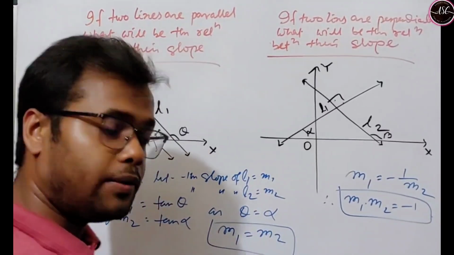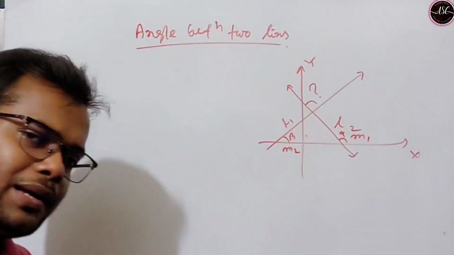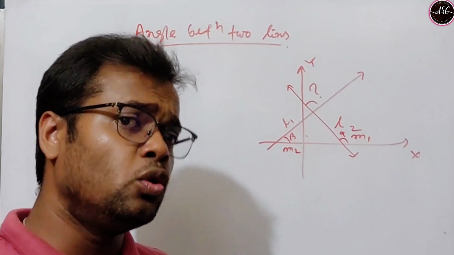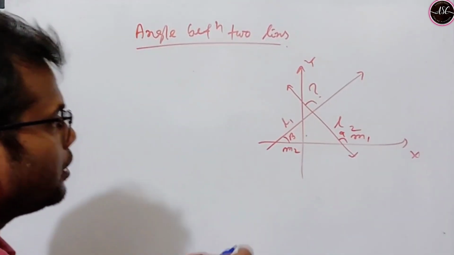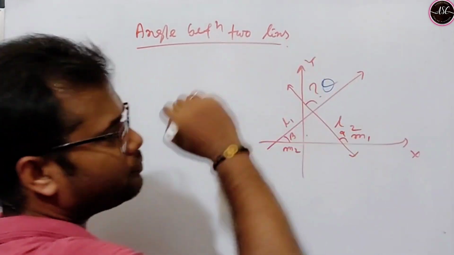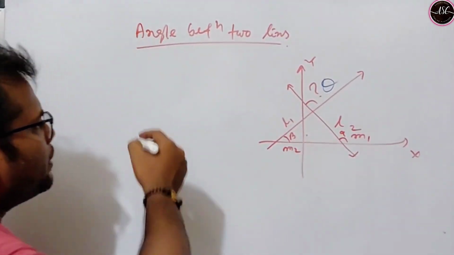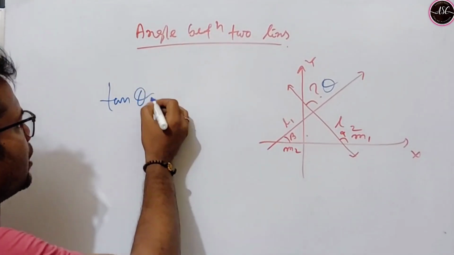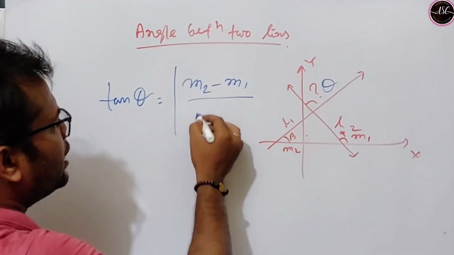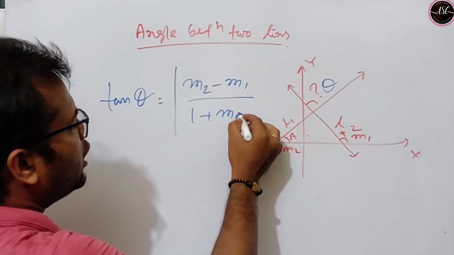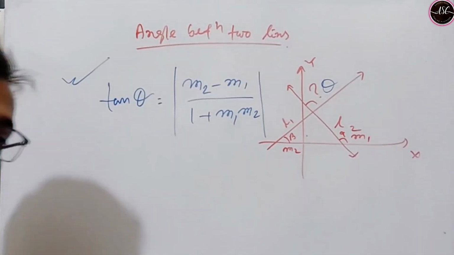Okay, we will learn about the angle between two lines. Let L1 and L2 be two lines and their slopes be m1 and m2. Then what will be the angle between them? Let this be theta. What will be the value of theta? Just remember this formula: tan theta equals mod of (m2 minus m1) divided by (1 plus m1 times m2). This is a very important formula.